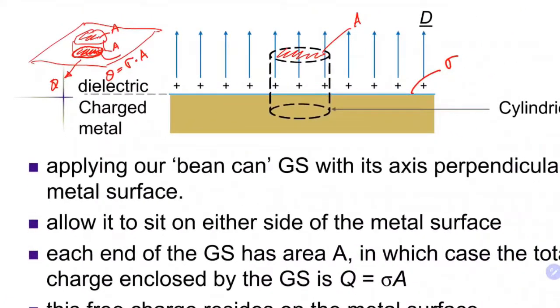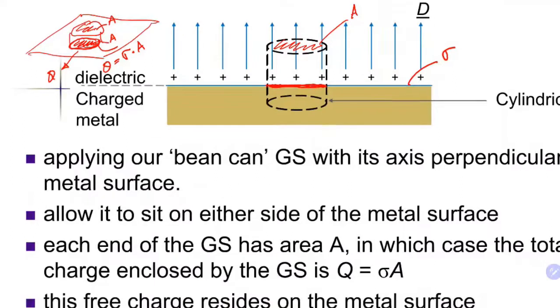Okay, so the amount of charge will be basically in this region here, and the amount of charge that's confined inside here, Q, will be my charge density times this area here, A. That's the amount of charge inside this area, and that area will be the same area as the top of my bin can.